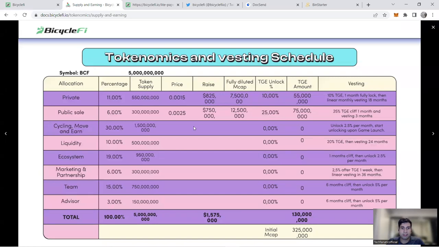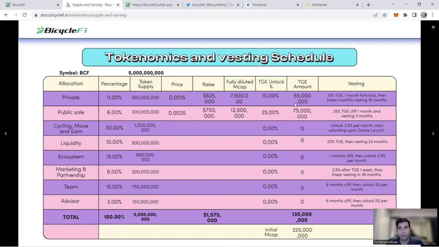In terms of the tokenomics and vesting schedule, 11% is on private round and 6% is on public sale. So that's a total of 17%. And the total raise is 1.57 million or 1.6 million, which is not bad for a crypto project, at a valuation of $12.5 million, fully diluted. The raise for private has been at 0.015 of a dollar. And that coin is a value cap at 7.5 mil.